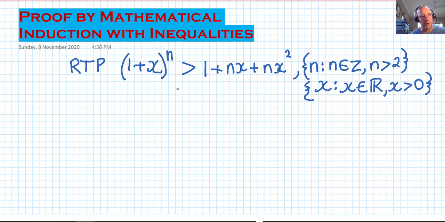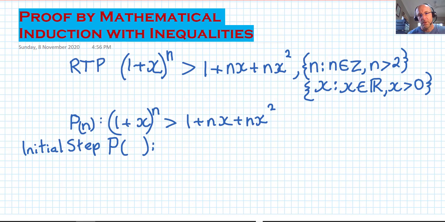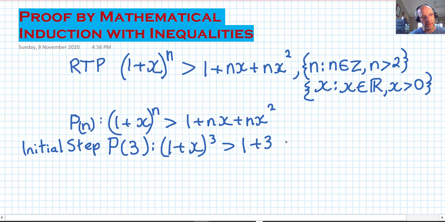So we start off with our usual initial step. All of that's the same. In fact, the general steps are, of course, the same. Because n is the set of integers greater than 2, our initial step is the proposition when n equals 3. So P(3), and we write our expression out for that, which would be (1 + x)³ is greater than 1 + 3x + 3x².